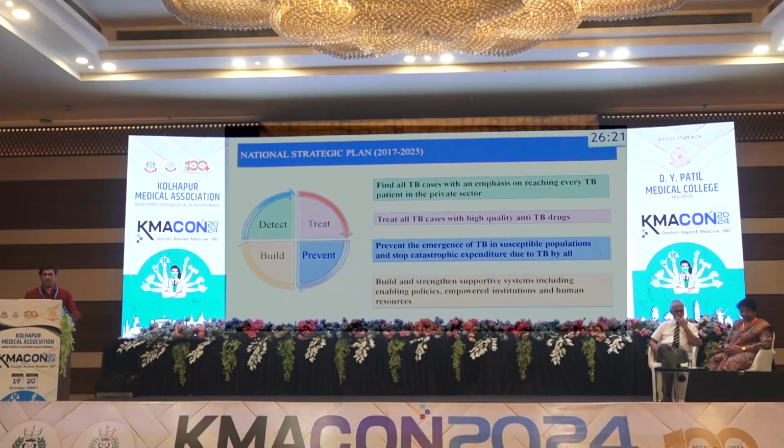This is the National Strategic Plan from 2017 to 25. In short, there are 4 components. First is detect, that is finding all the TB cases with emphasis on reaching every TB patient in the private sector. Second is treating all the TB patients with high quality anti-TB drugs. Third is prevention, preventing the emergence of TB in the susceptible population and stopping the catastrophic expenditure. And fourth is building and strengthening the support systems, enabling policies and empowering institutions and human resources to address this TB disease. So I'll be going in short through each of the components.